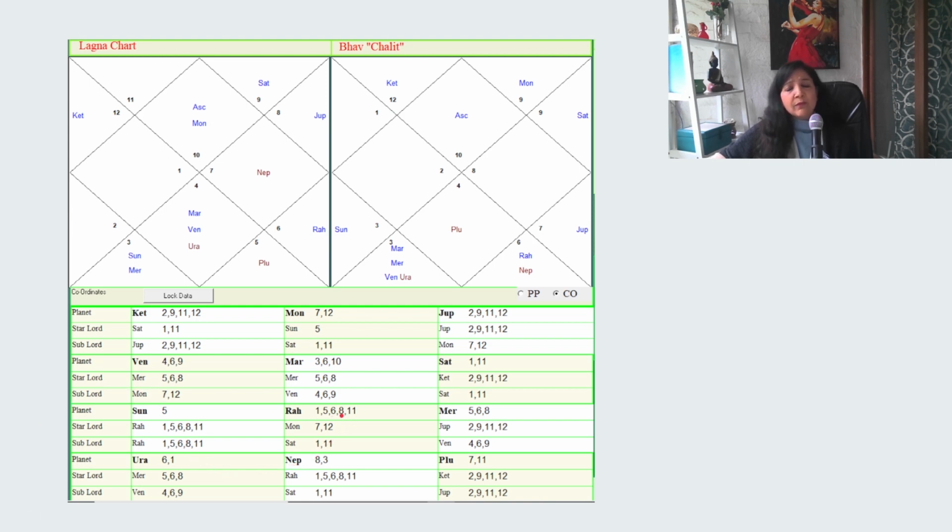So this can make one face sudden obstacles in business because business is here. 7th house is at star lord level. And such people will handle critical times by hook or crook. They can be control freaks. They can lose temper, get into arguments. Because source is 6 and 8.